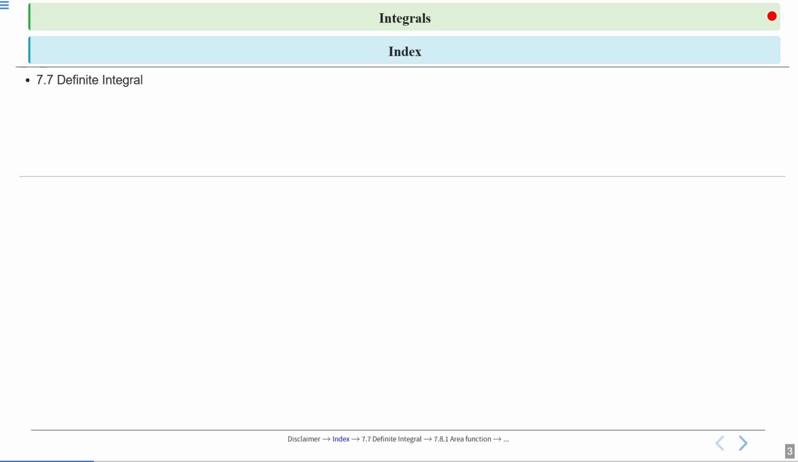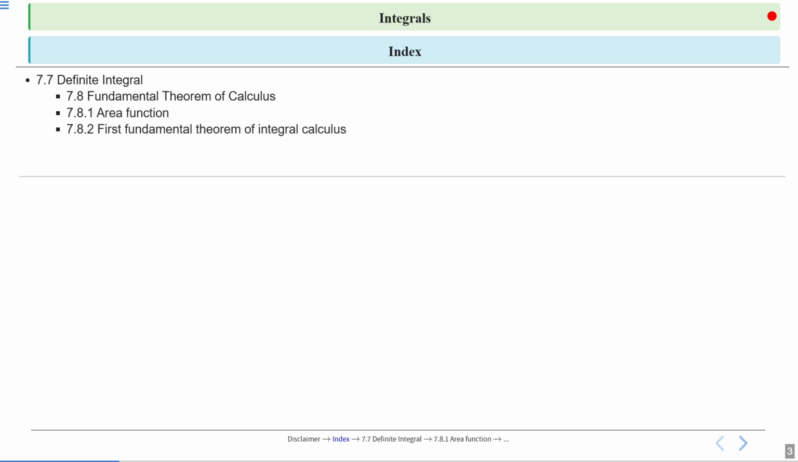Okay, so today we are starting a very important topic of integration under section 7.7, that is definite integral. It is different from indefinite integral. In this topic of definite integral, at first we understand what is fundamental theorem of calculus, area function. There are two fundamental theorems of calculus: first fundamental theorem of integral calculus and second fundamental theorem of integral calculus.